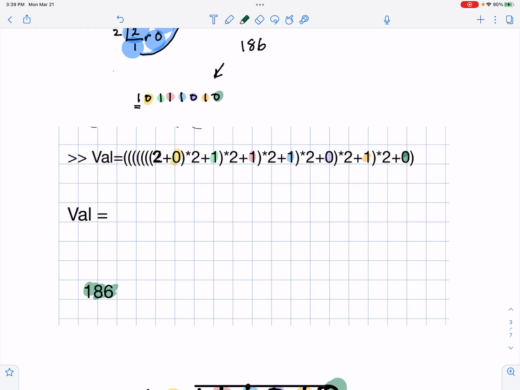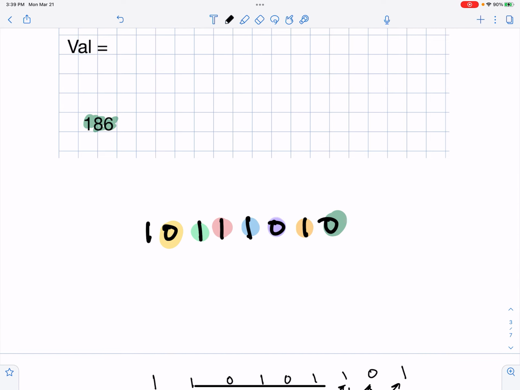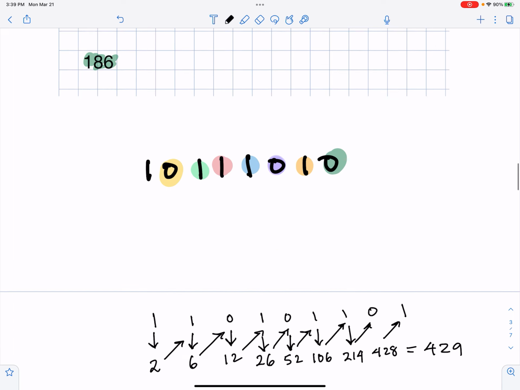There's another way to look at this that I think is a little more straightforward, so let's do an example of that. We're just going to keep track of this doubling process as we go along. So 1 times 2 is 2. We're going to add the 0. 2 plus 0 is 2. And then we double it. Add the 1 and then double it.